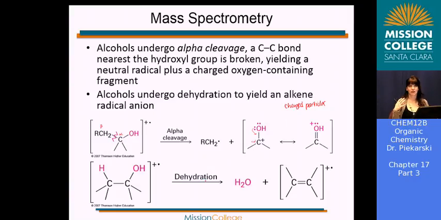Dehydration is a very high energy process. You're bombarding these alcohols with lots of electrons and just crazy stuff is happening. So many times alcohols will undergo dehydration. So if you see a mass loss for water, which is a mass loss of 18, you definitely know an alcohol was present in your sample. Okay? Those are the two main fragmentation patterns that you need to be aware of for my class for alcohols.